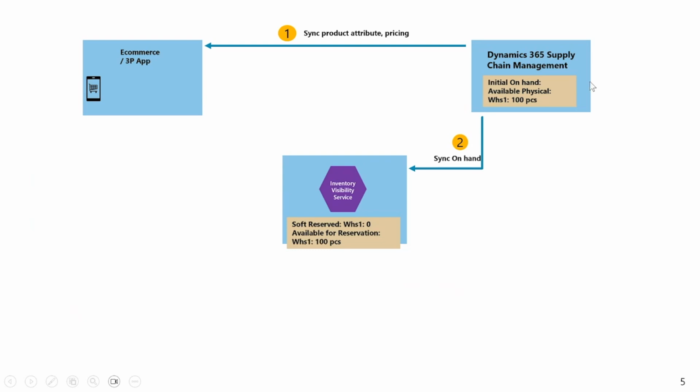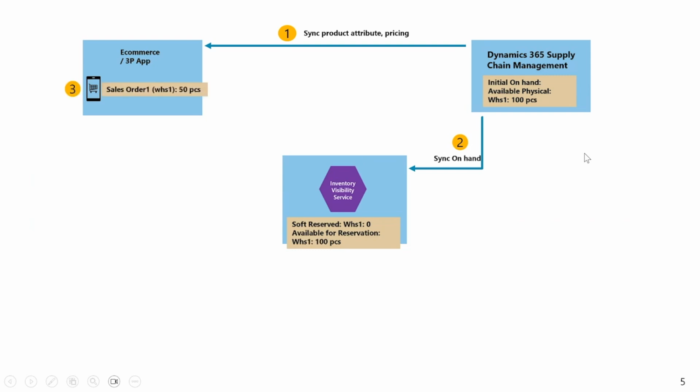As you can see, we have three applications. On left, we have e-com website or third-party application. On the right, we have Dynamics 365 SCM. And in the middle, we have Inventory Visibility Service. So first step is the process where through integration, product details and pricing details are made available to e-com website so that customer can browse through products and place an order. Also, there is a built-in integration between Dynamics 365 SCM and Inventory Visibility Service, which continuously syncs inventory changes from Dynamics 365 SCM to Inventory Visibility Service in near real time.